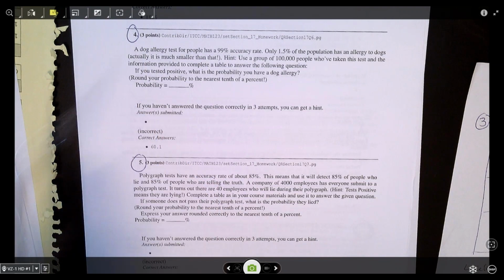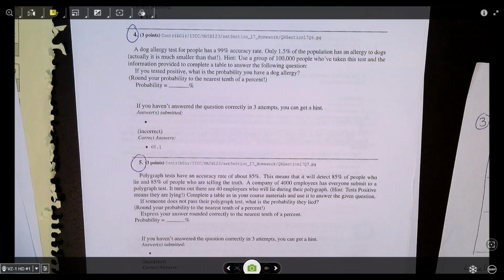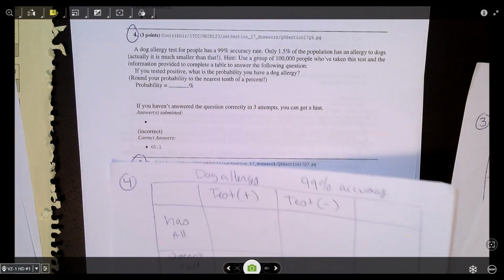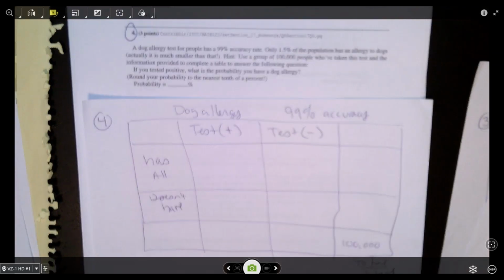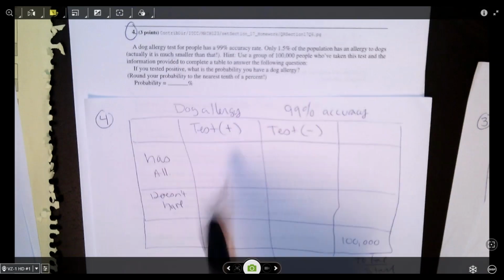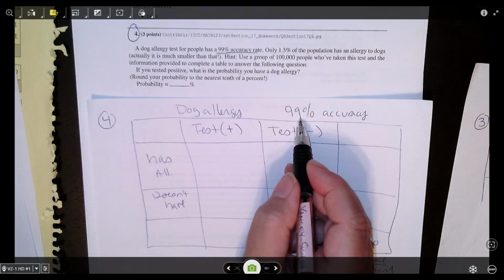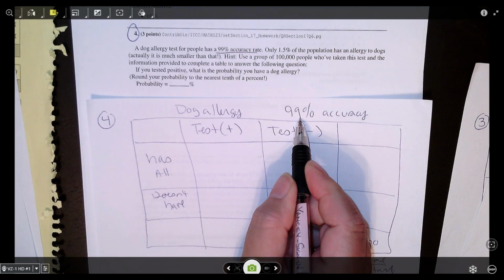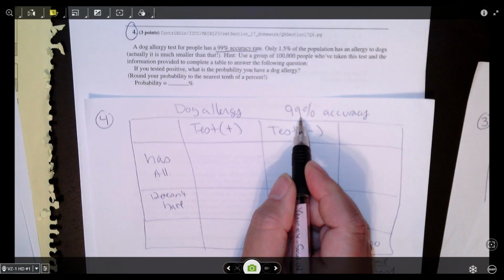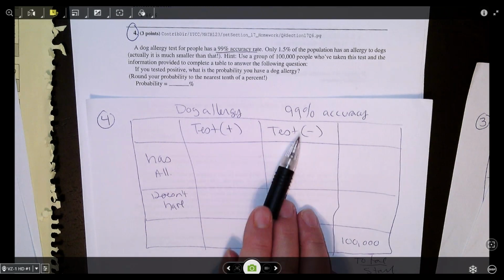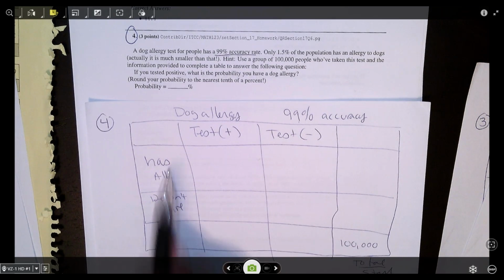Okay, number 4. A dog allergy. A dog allergy test for people is 99% accurate. You're going to need that 99% accuracy rate. I got it right there. I made my 4x4 table. Test positive, test negative. Has it, doesn't have it, my total.